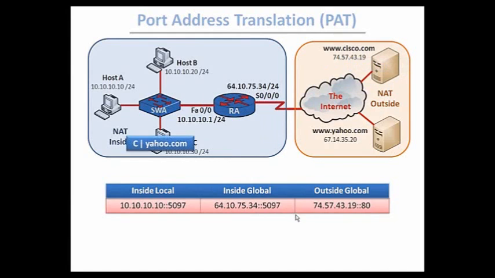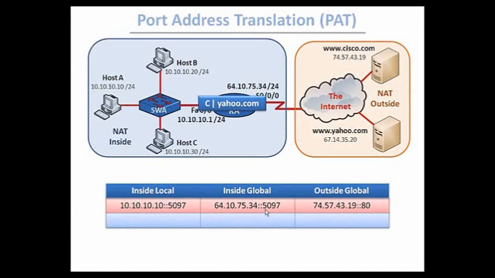But if we have host C opening the Yahoo web page, and let's say the packet has an inside local address of 10.10.10.30 and also port number 5097 as a source port, and the destination, or the outside global, would be the IP address of Yahoo, which is 67.14.35.20. Well, now the router has to translate the inside local into inside global. But then what is the router going to do? Well, no problem at all. The router will just have to use a different source port number to translate the frame.